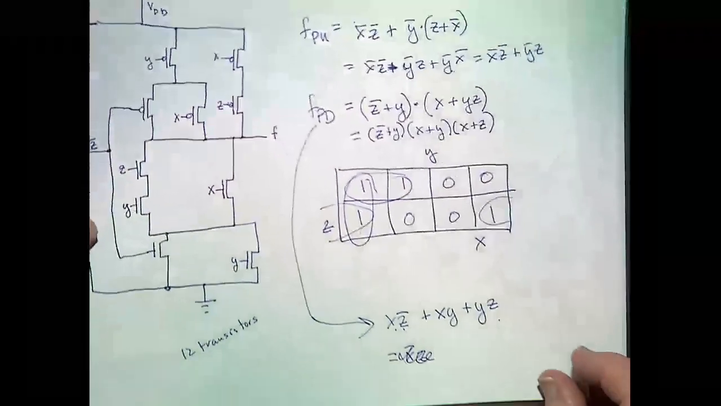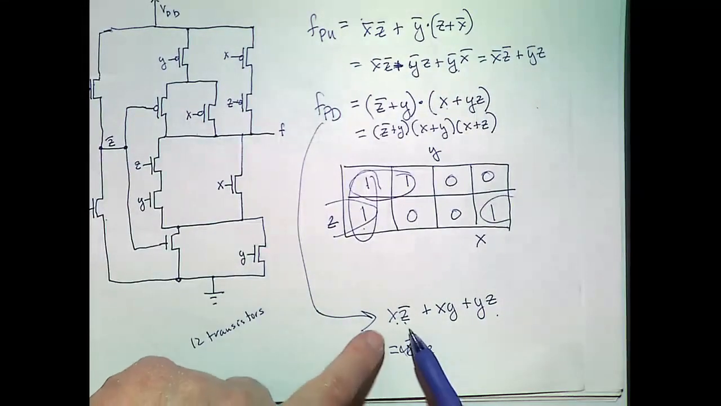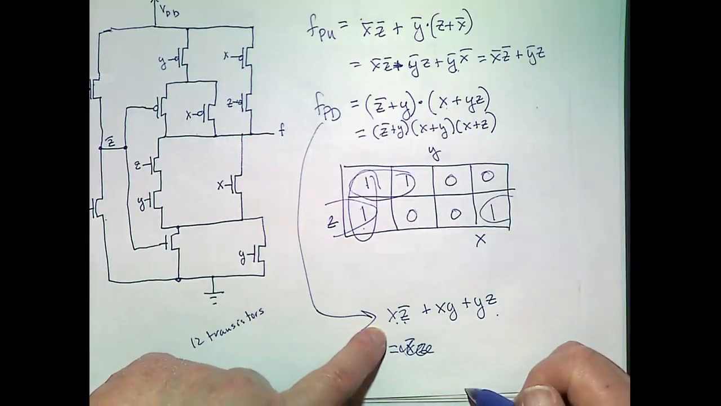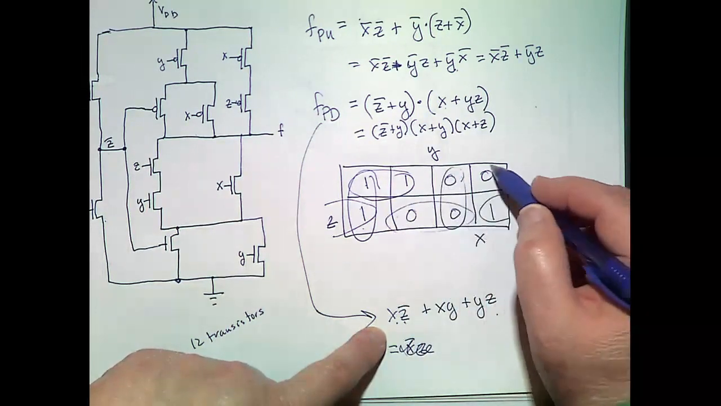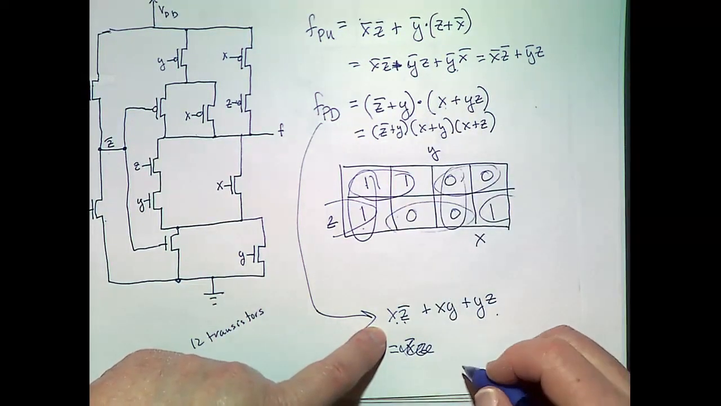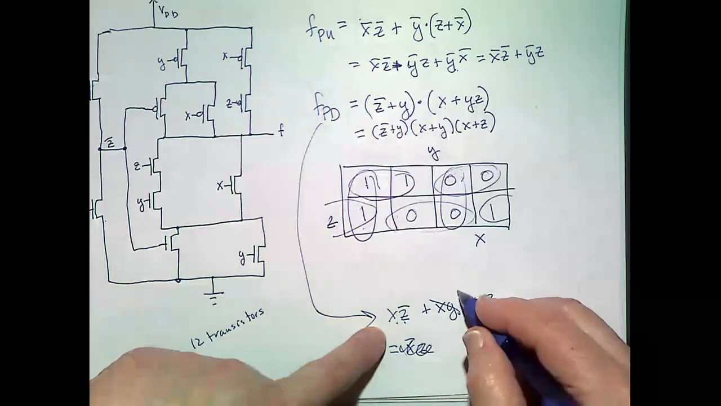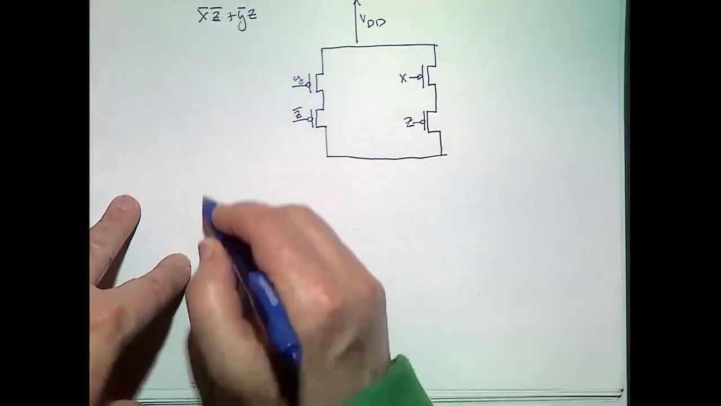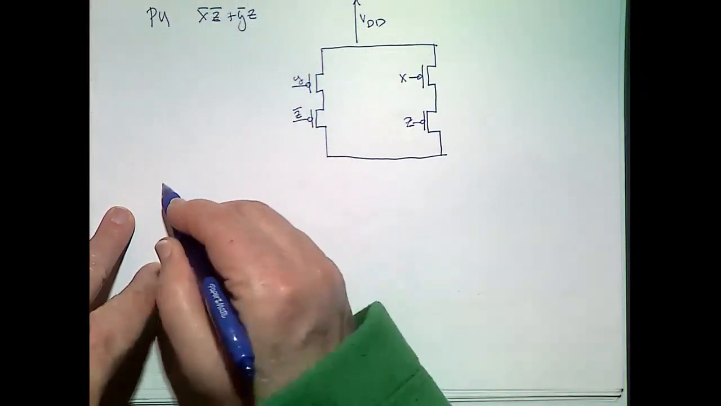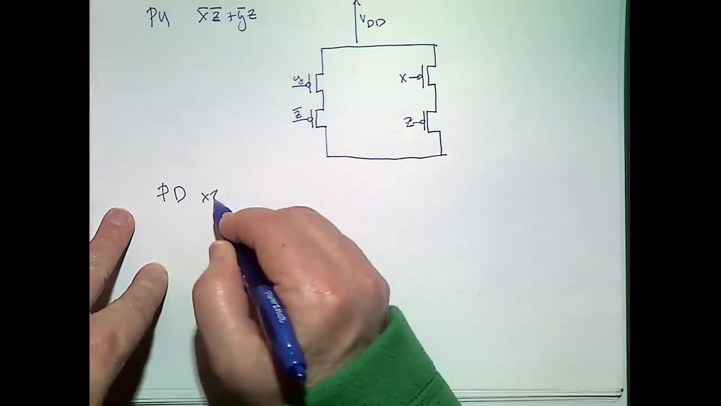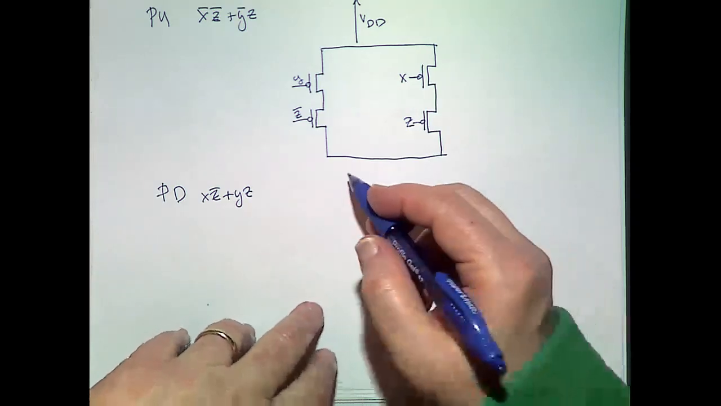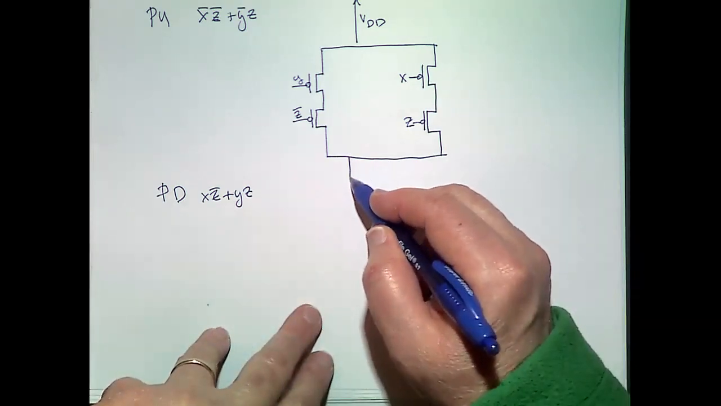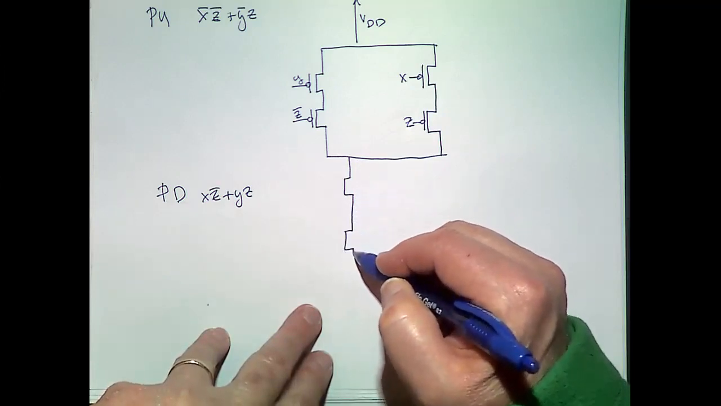Okay, what about the pull down? This was my pull down expression, right? Again, I have the same thing. I have an extra, so I could get rid of this one. So my pull down expression is going to be, this is pull up, and the pull down will be X Z bar plus Y Z. So these have to be NMOS.